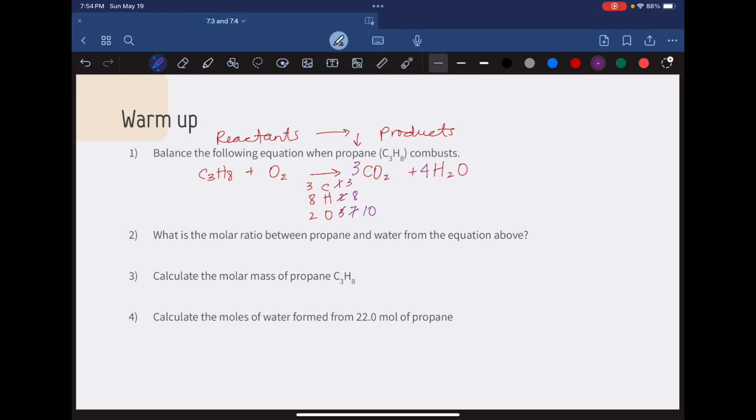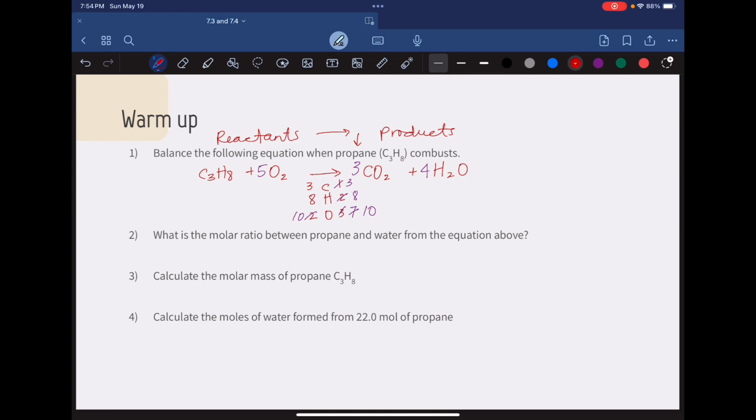Now our carbons and our hydrogens match, but not our oxygen. There's O2 on the reactant side. 10 divided by 2 will be 5, and that's why I'll put a 5 in front of oxygen. And so my balanced equation is 1 propane plus 5 O2 produces 3 CO2 and 4 H2O.